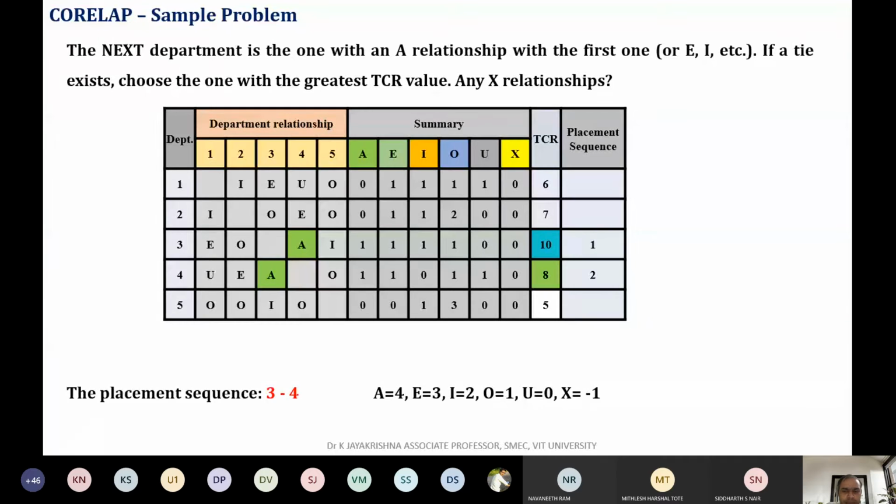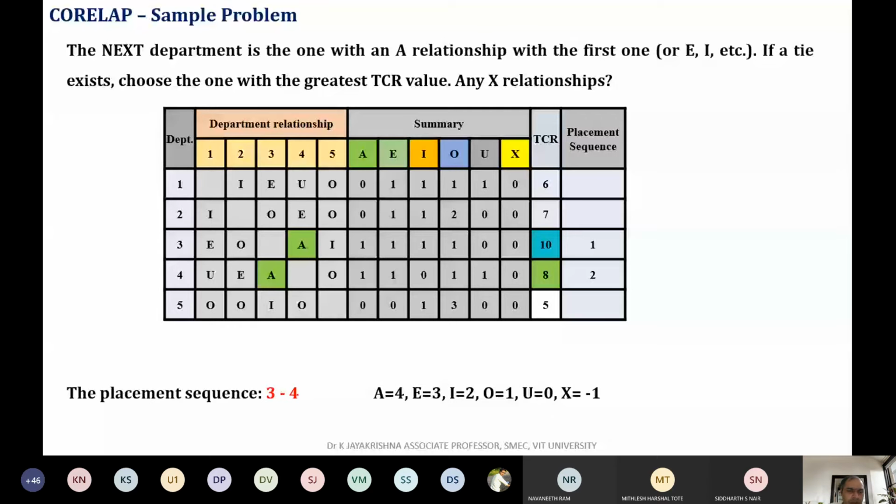Okay, now we have to select the next department. And one more thing: unlike ALDEP, in CORELAP we have to compare. I mean, we have to select the next department by comparing it with the departments which we have placed already. In this case, if I'm going to select the next department, I have to compare it with the previous departments, that is 3 and 4. We are going to select it based upon 3 and 4. Hope you understand, right? So are you able to understand what I'm telling? The department which I'm going to select next, I have to select by comparing it with department number 3 and 4.